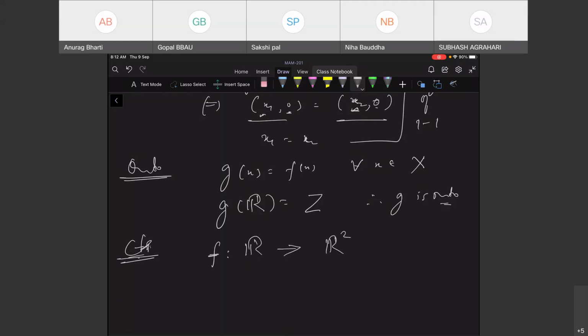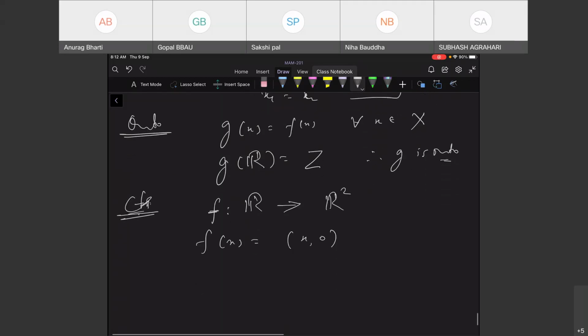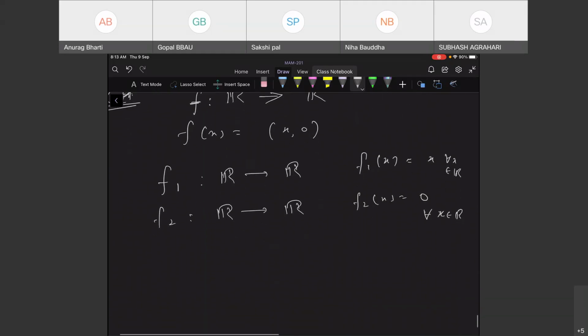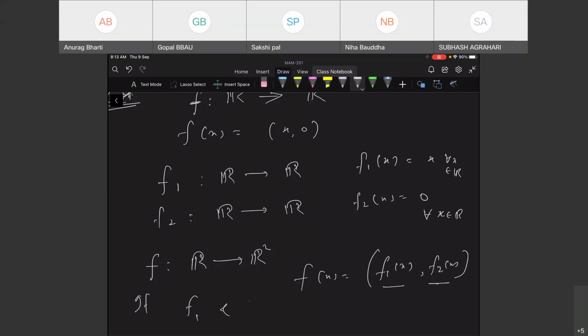Define f from R to R2 by f(x) = (x, 0). So this is a map f1 from R to R and f2 from R to R, where f1(x) = x and f2(x) = 0 for all x in R. Then you define f from R to R2 like this: f(x) = (f1(x), f2(x)). If both f1 and f2 are continuous, then f is continuous.